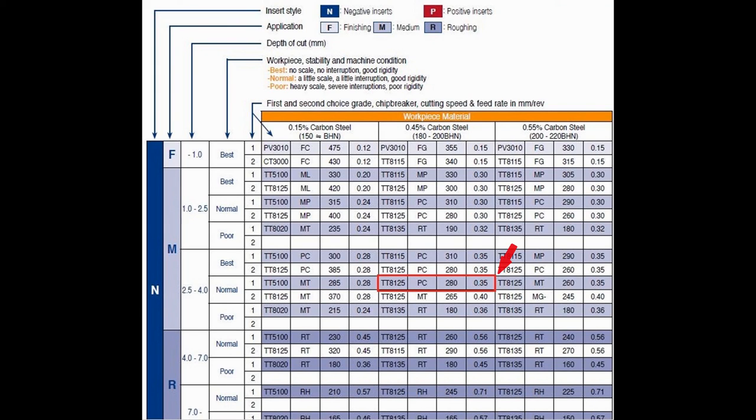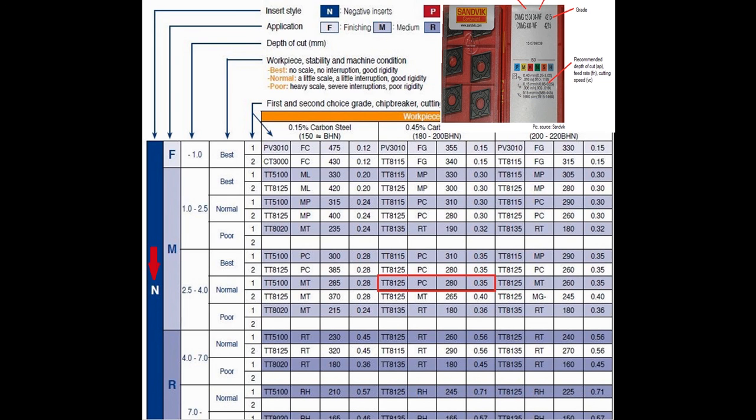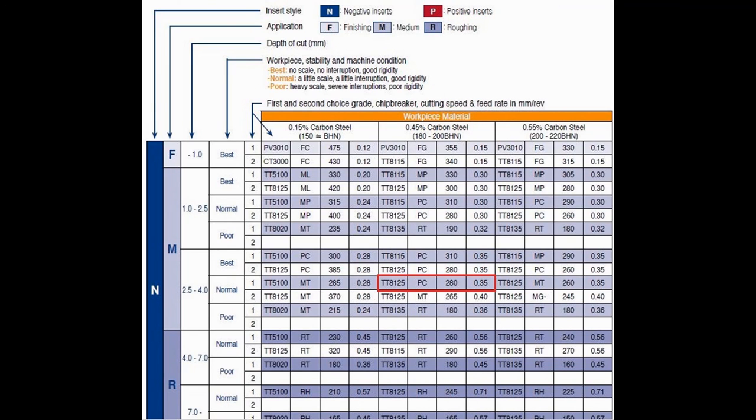The highlighted rectangle on the chart shows an example for cutting 0.45% plain carbon steel. We want to use a negative insert, do medium machining with a depth of cut of 3 mm, and the machine and workpiece stability are normal. We therefore use an insert of TT8125 grade with a PC chip breaker, a cutting speed of 280 meters per minute, and a feed rate of 0.35 millimeters per revolution.